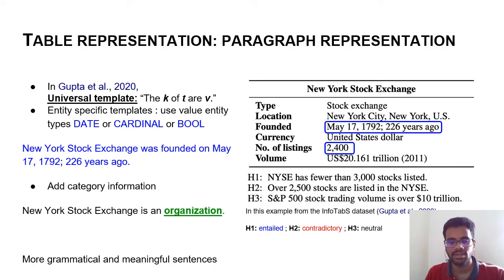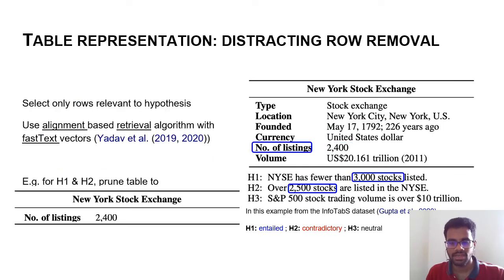We explore two ways to represent a table, the first being table as a paragraph. Instead of using a universal template, the KTRV, we use entity-specific templates based on the category of the tables and the entities to represent a table as a paragraph in a better way. We use distracting row removal, which prunes the table based on the similarity between the hypothesis and the table rows using an alignment-based retrieval algorithm with fastText vectors.